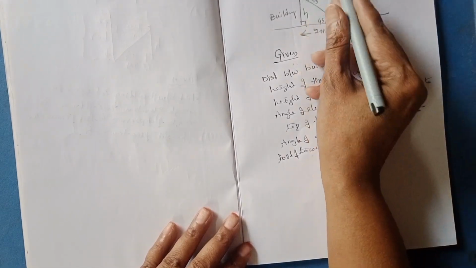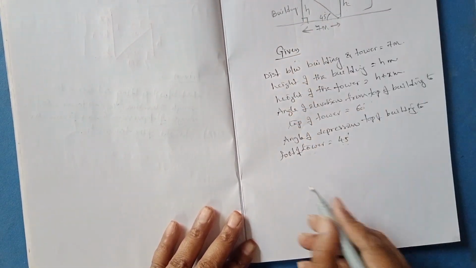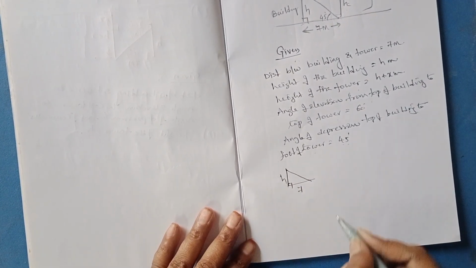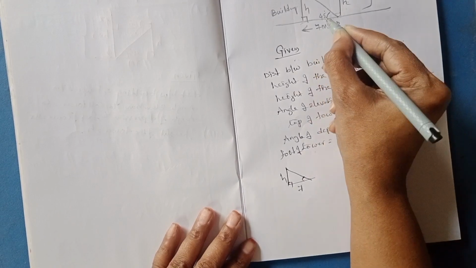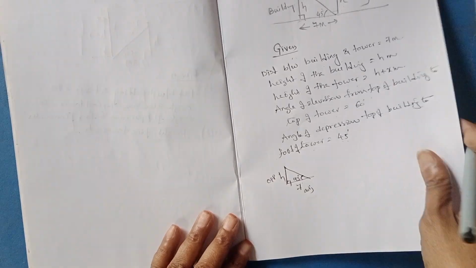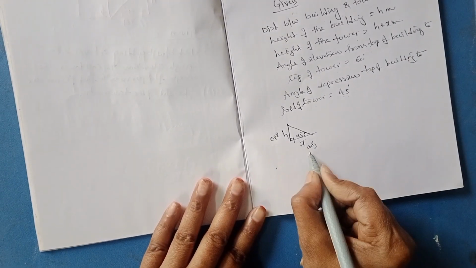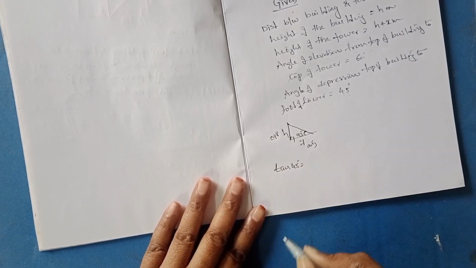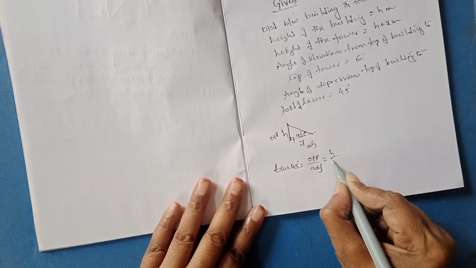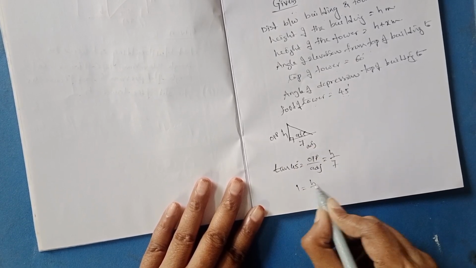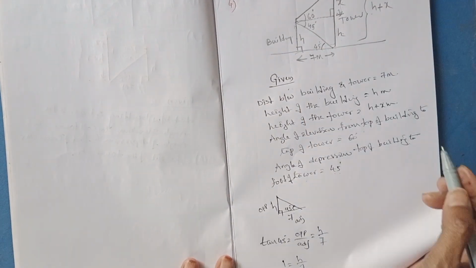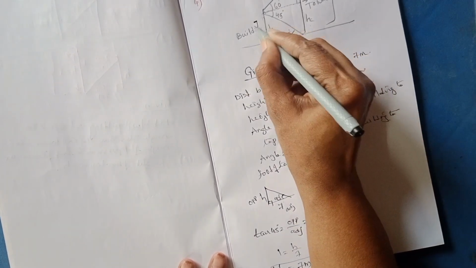Let us solve the sum now. First, let us take one triangle. I'll take this triangle now. This is 7 meters and this is h, the height of the building. The angle here is 45 degrees. With respect to 45 degrees, this is the opposite side and this is the adjacent side. Opposite by adjacent is tan. So tan 45 degrees is equal to opposite by adjacent, which is h by 7. Tan 45 is 1, so 1 is equal to h by 7. Then h is equal to 7 meters. The height of the building is 7 meters. We got it here.